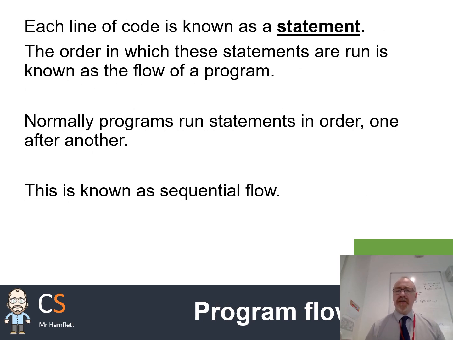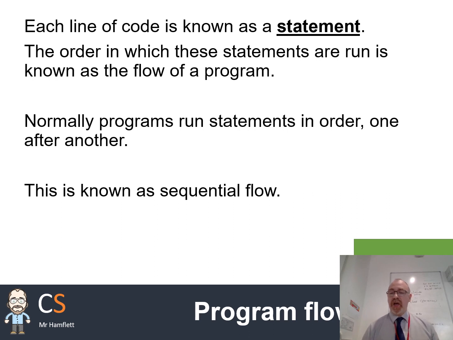When I have a line of code, we call it a statement. A programming statement is one line of code. The order in which these statements are run is known as the flow of a program. So we have a flow. We start at the top and we go down to the bottom. Effectively we're saying it's run sequentially, in sequence, in order.